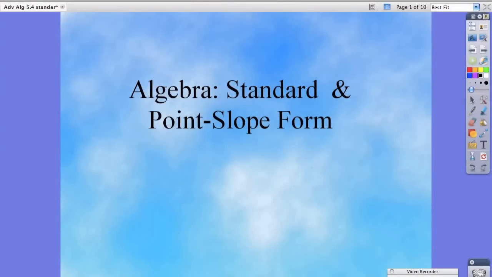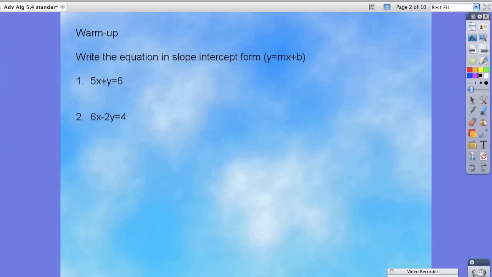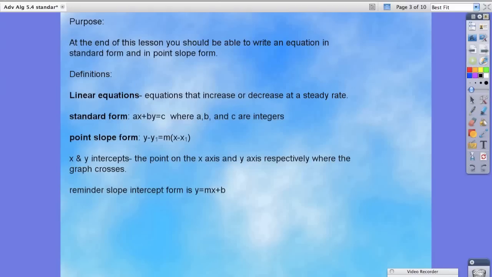Hello students, today in your algebra class we're going to be discussing standard form and point slope form. So the purpose of this is that at the end of this lesson you should be able to write an equation in standard form and in point slope form.